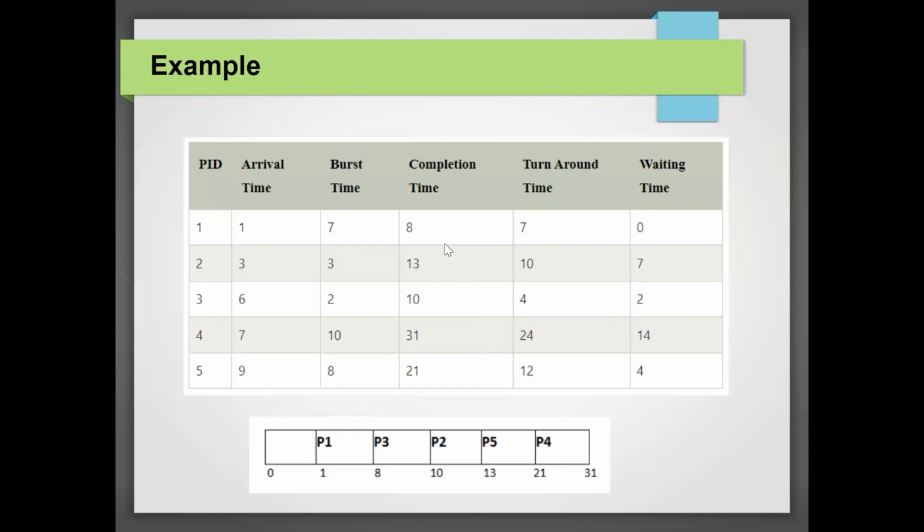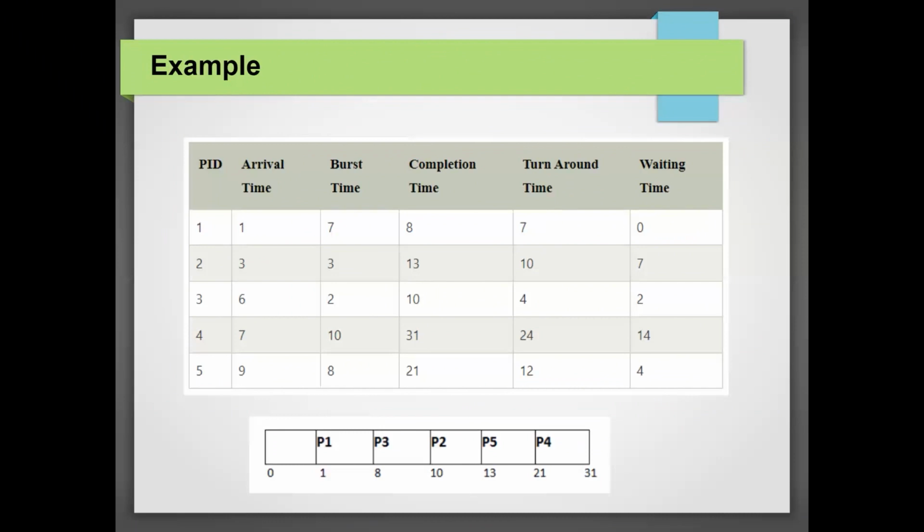So here I have listed out the completion time from the Gantt chart. The process P1 completed at 8, process P3 completed at 10, process P5 completed at 21. Next I have calculated the turnaround time. The turnaround time is calculated as the time difference between completion time and arrival time. Next I have calculated the waiting time, which is the time difference between the turnaround time and burst time. So this is how the SJF scheduling works.